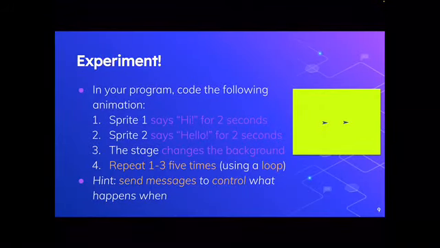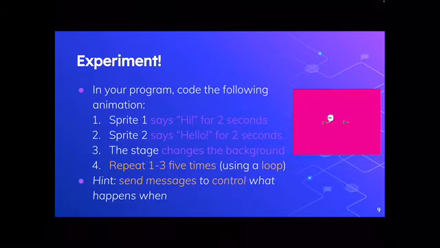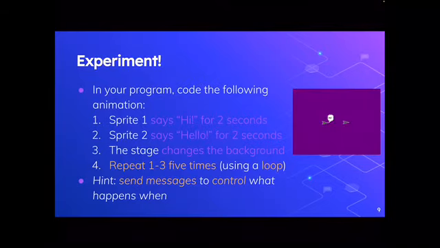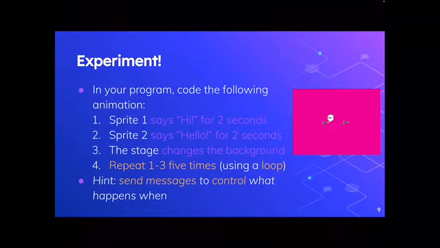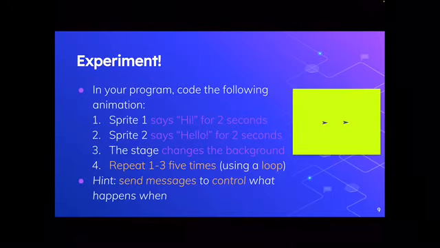Okay, so let's try this experiment. In your program, you're going to have to try and code the following animation. Have sprite 1 say hi for 2 seconds. Then have sprite 2 say hello for 2 seconds. Then change the background of the stage. So change the stage. Then repeat this 1 to 3 times or 1 to 3 to 5 times using a loop.